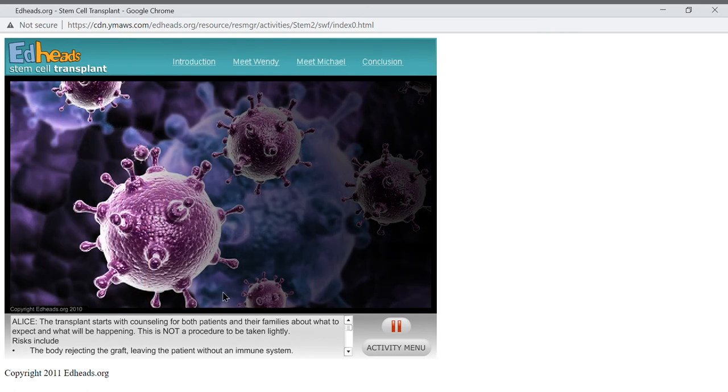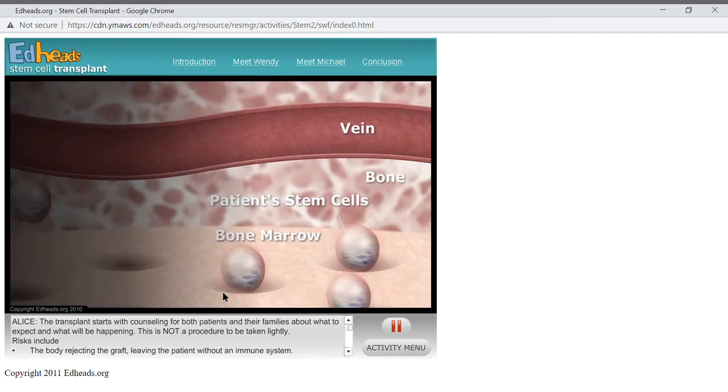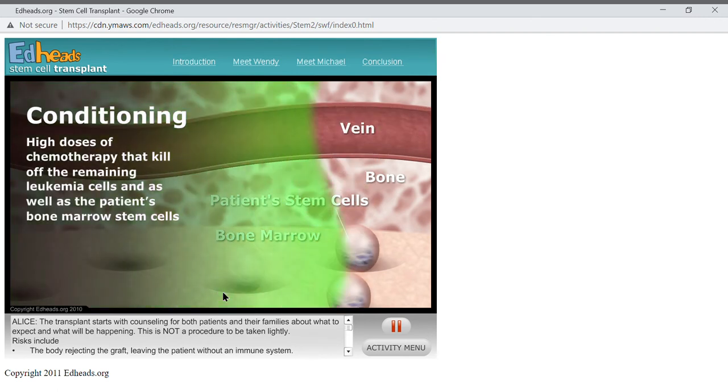There are even more risks associated with the fact that the patient will essentially be lacking an immune system for an extended period of time. They could contract any number of infections before the transplant takes hold and begins producing new immune cells. The first step after counseling is called conditioning. This consists of high doses of chemotherapy that rid the body of the leukemic cells and the patient's immune system to make room in the bone marrow for the new stem cells we'll be adding.